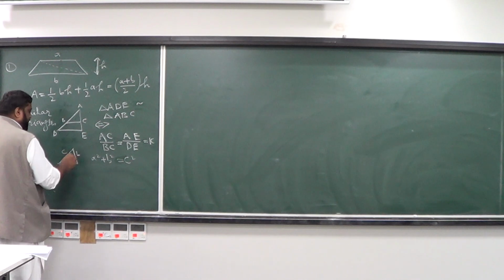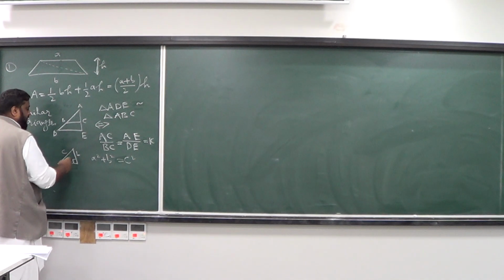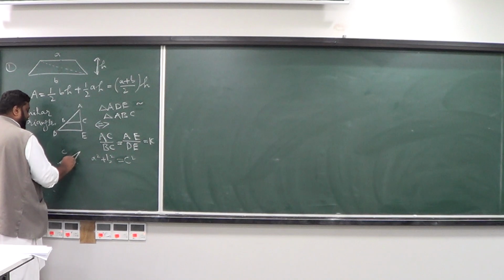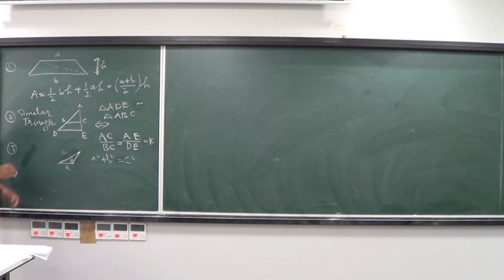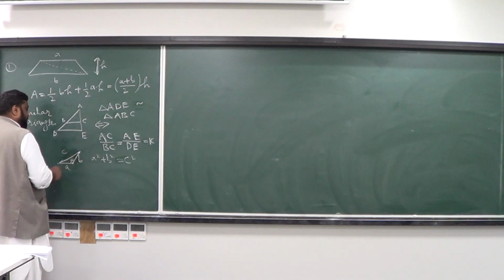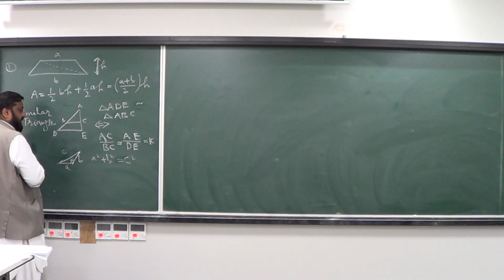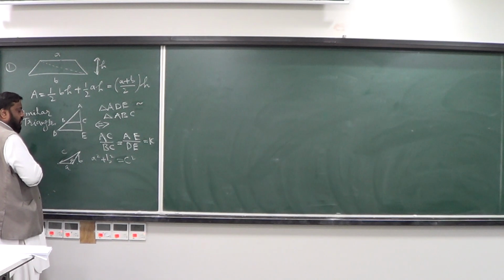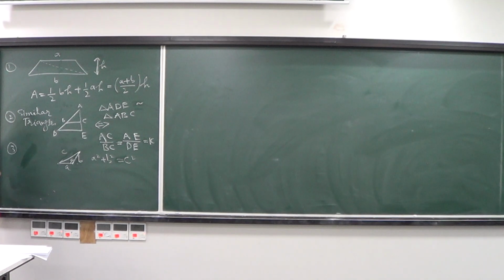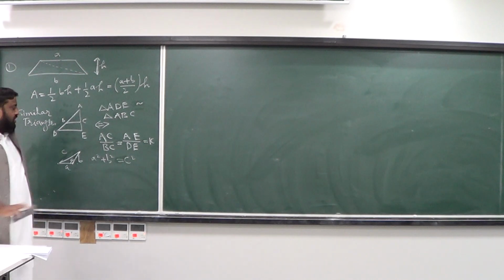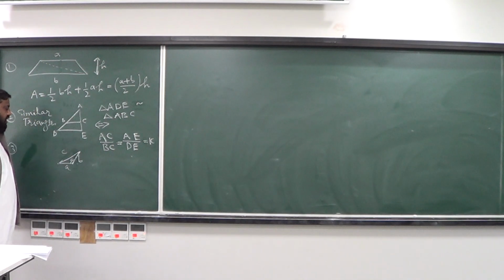But the question is, instead of having this 90 degree angle, imagine this angle is more than 90 degrees, or less than 90 degrees. So this angle is, for example, theta. The question is, what would be the relationship between the sides? Interestingly, there is a law which is called the law of cosines.